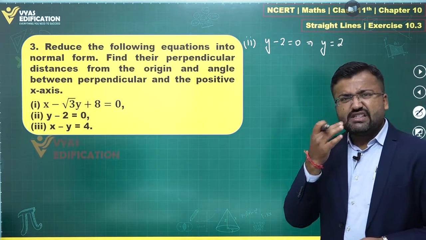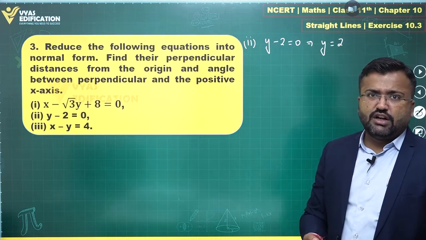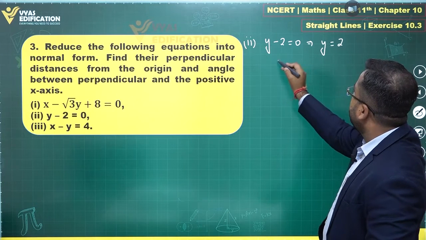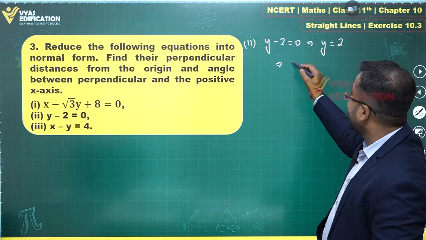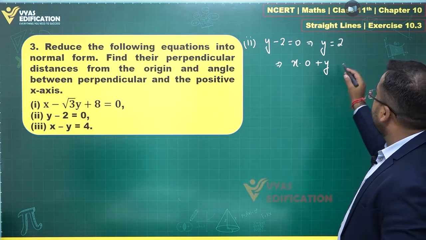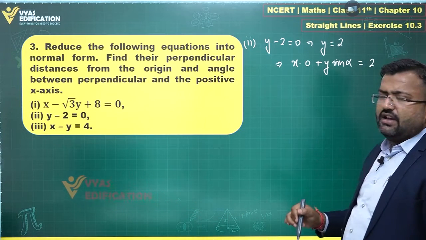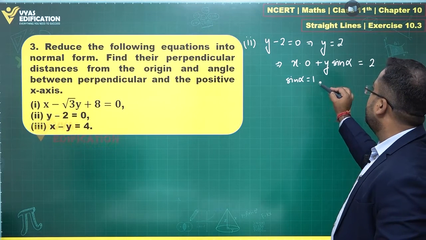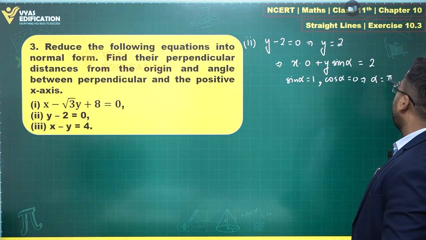Okay, and what does this give me actually? The coefficient of x is 0, and 0 plus 1 square under root will give me 1. So we'll have to divide by 1, and yes, this can further be written as x cos alpha, that is x times 0, plus y times sine of something. So this is sine alpha is equal to 2. That's what you get. And what's the value of sine alpha? Do you observe that sine alpha is equal to 1? If sine alpha is equal to 1, cos alpha is 0. This tells me that alpha will be equal to pi by 2.